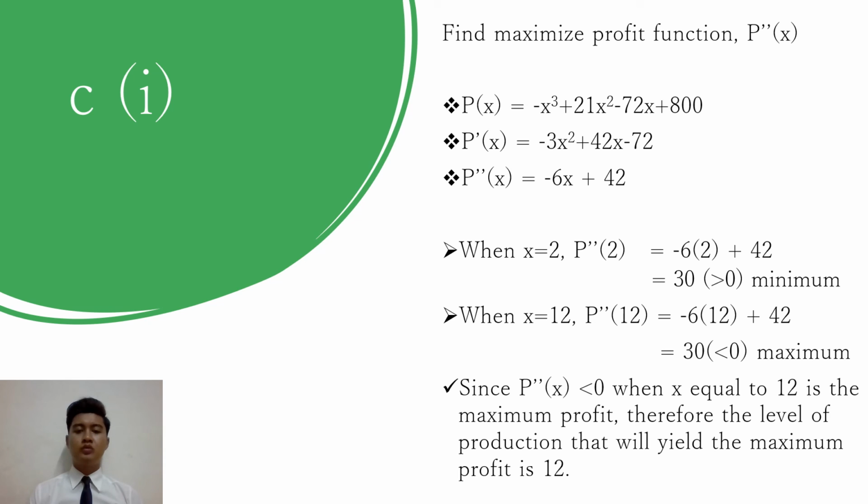Now to maximize the profit function, we take the second derivative of the P function, and we get negative 6x plus 42. So when x equals 2, P double prime 2 equals negative 6 times 2 plus 42. So we get 30, more than 0, and it's the minimum value. And when x is 12, we get negative 30, less than 0, and it is the maximum value. Since P double prime x is less than 0 when x equals 12, it is the maximum profit, so the level of production that will yield the maximum profit is 12.